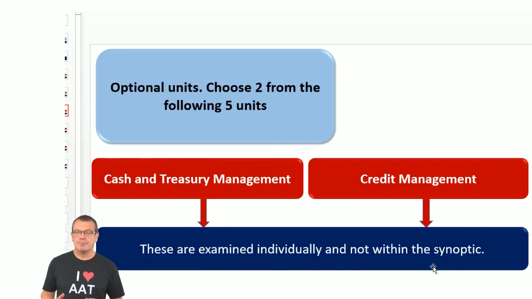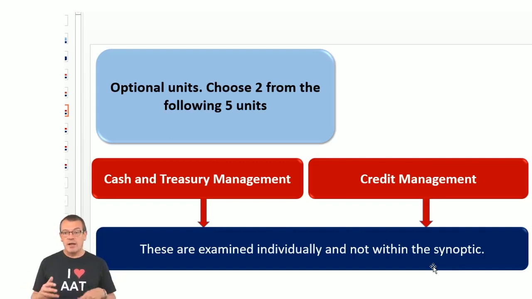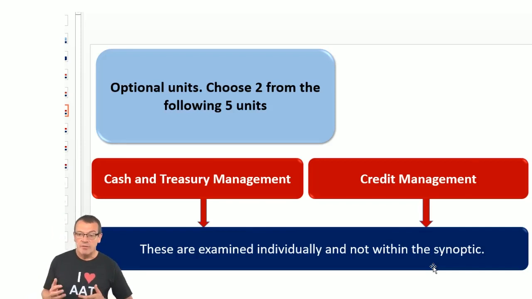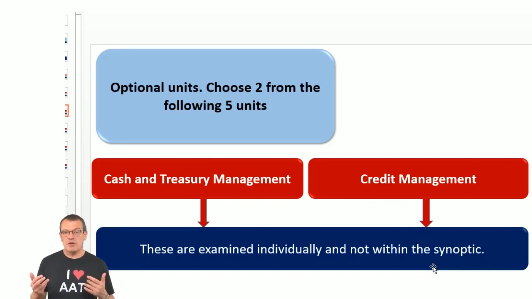Now the options, and in no particular order I will talk you through what options you have at level 4. And there are 2 from 5, and the 2 options I have in front of you here are cash and treasury management and credit management. Now there's no reason why I put those together, but often training providers will go down this route. They will take those 2 units, or they'll take the tax units, which I'll come to in a second. But so cash and treasury management or credit management, they are 2 of the options.